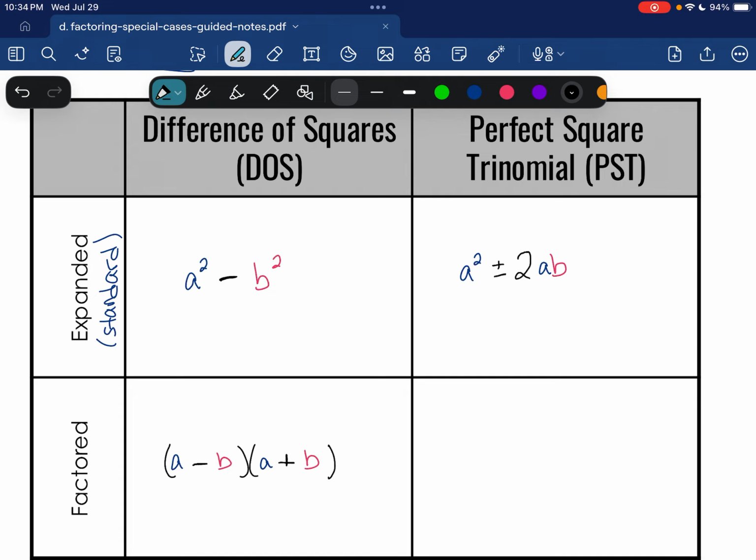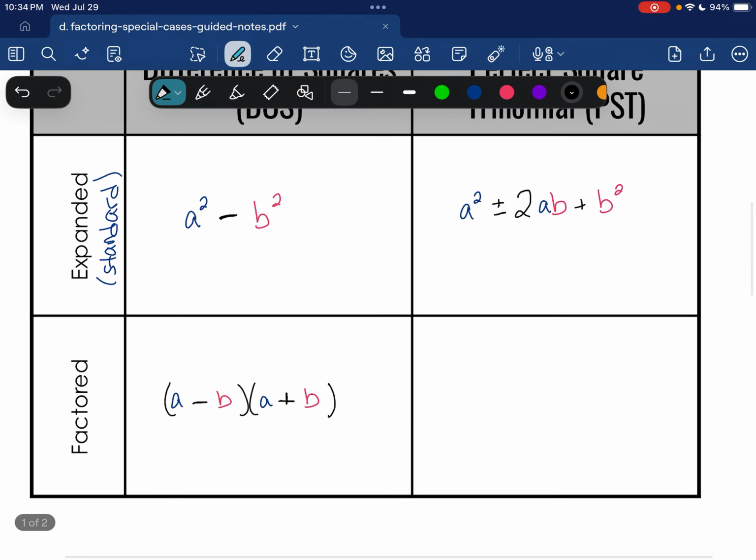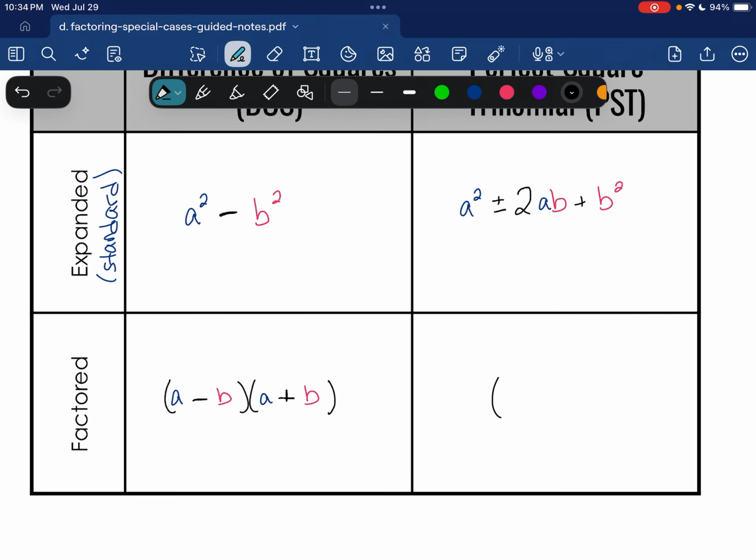So remember, what did this look like in that factored form before we went ahead and expanded it? Well, it was one binomial squared. Remember, we said earlier that this sign here is always positive. Okay, that just turned really messy, so let's try that again.